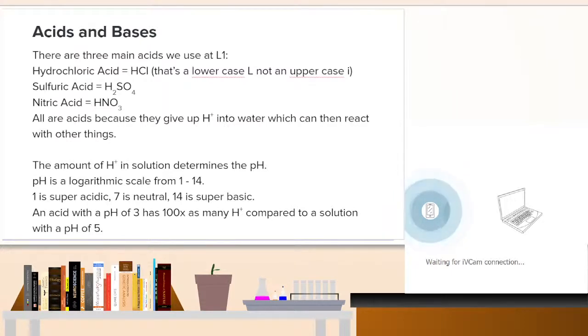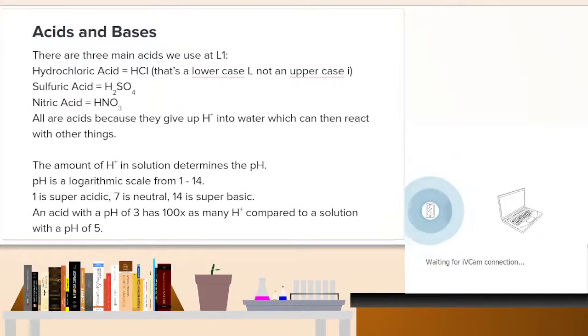The big exception to this rule are our 3 major acids, which all have nice, unique names. So hydrochloric, sulfuric, and nitric are the 3 acids we talk about. HCl is always written with an L. The L will be lowercase because it's chlorine, right? It's not an uppercase I, so don't let that confuse you. Sulfuric acid is H2SO4, nitric acid is HNO3. All of these are acids because they give up their H. Their H is an H+, that's the cation in this case. And those H pluses go into usually water and then can react with other things.